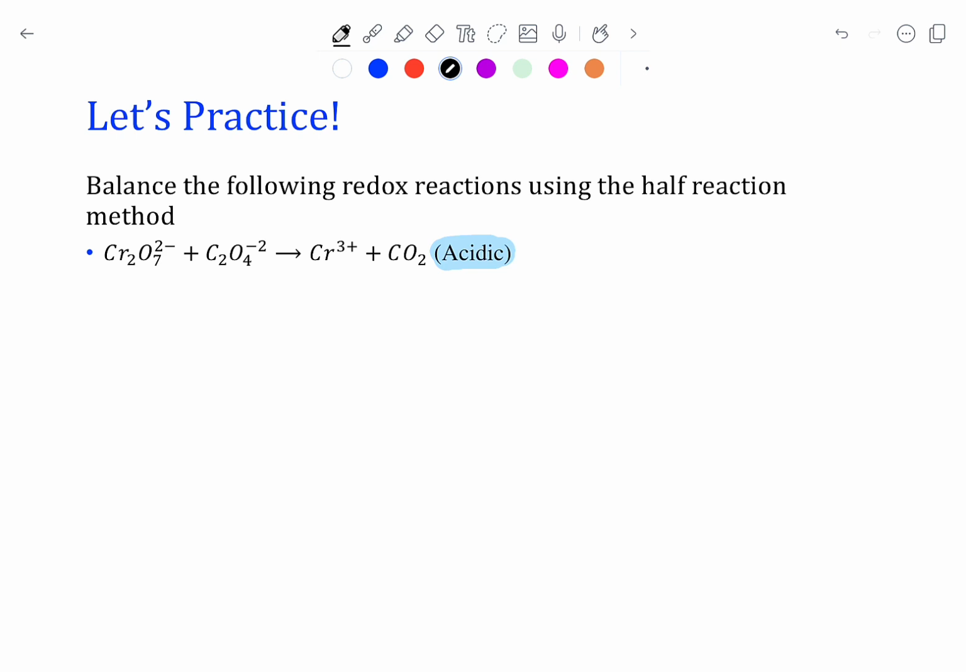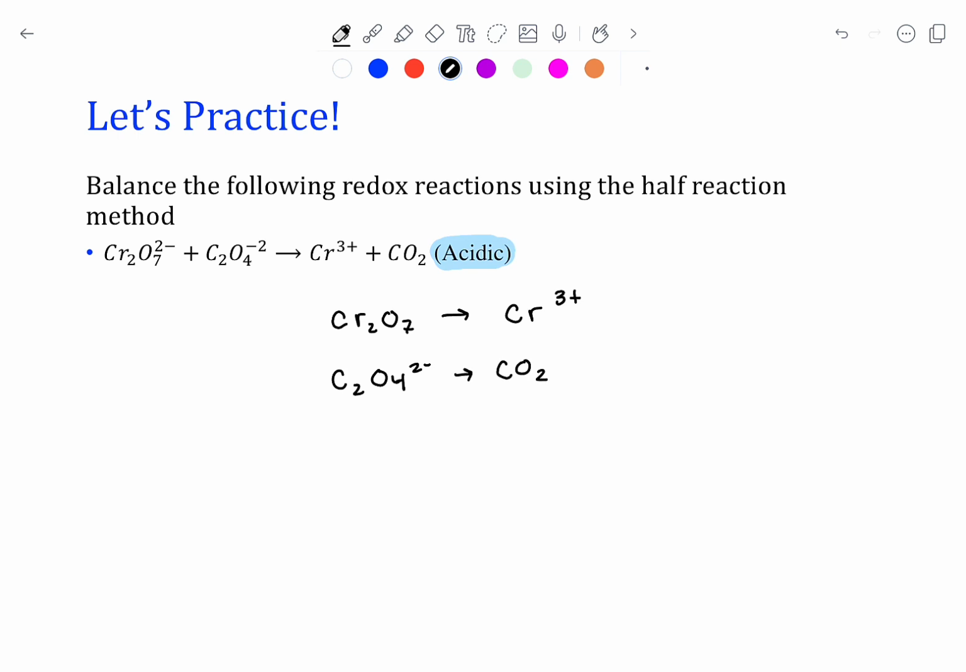So our first step is to separate this into the two half reactions. So we have Cr2O7 turning into Cr3+, and we have C2O4 2- turning into CO2.